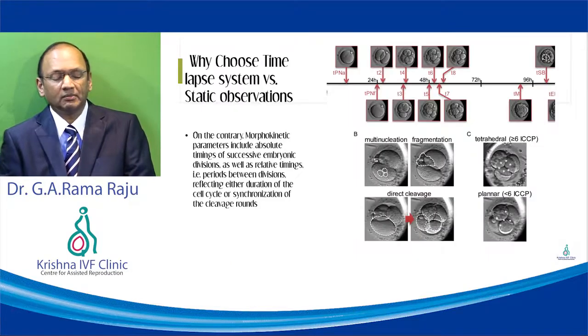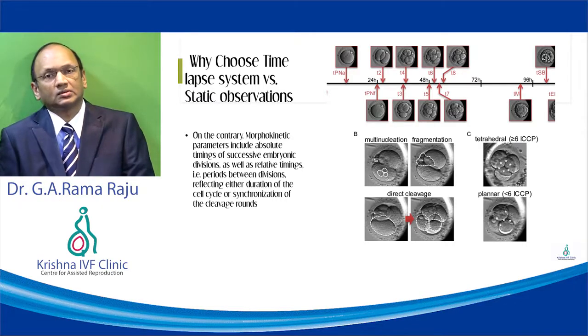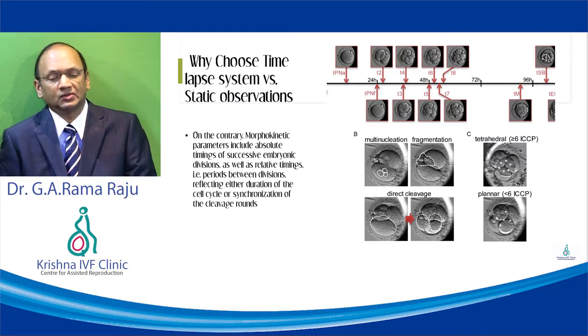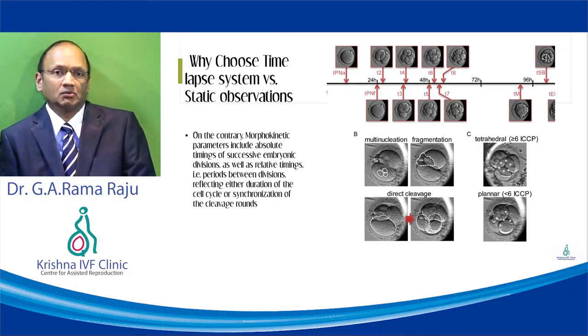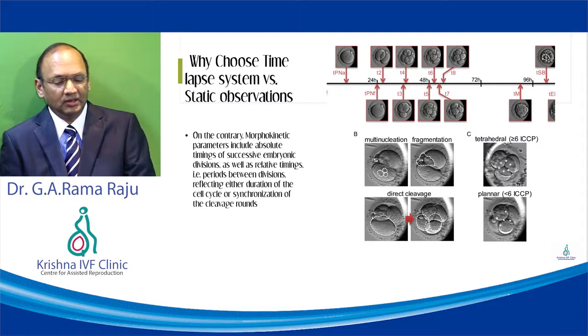When we look at the parameters for time-lapse, you have the time-dependent procedures on top: the appearance and disappearance of the pronuclei, the cleavage cells, and blastocyst formation. Then you have the fragmentation parameters, divided into timing events and abnormal cell events, which can predict whether a particular embryo is going to give a reasonable chance of a pregnancy.